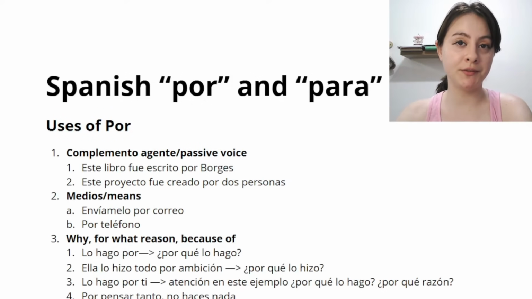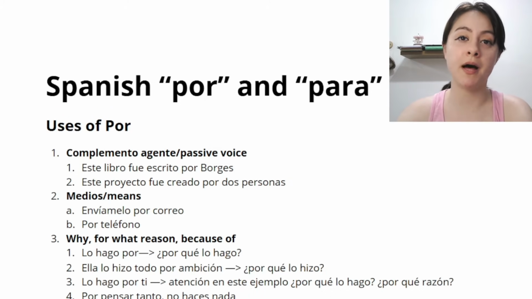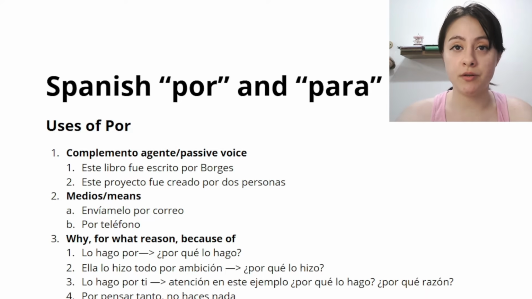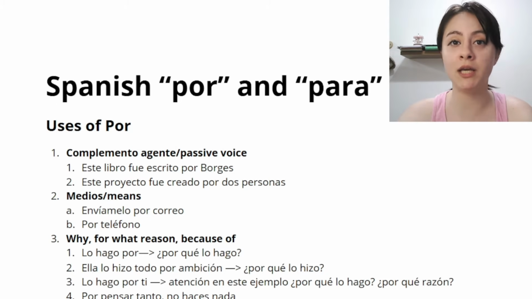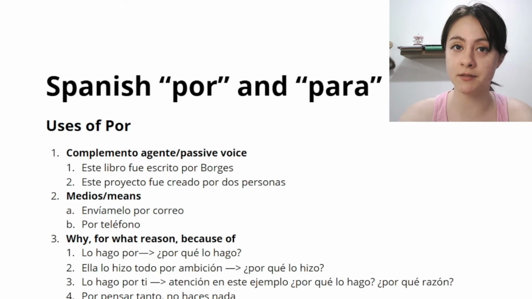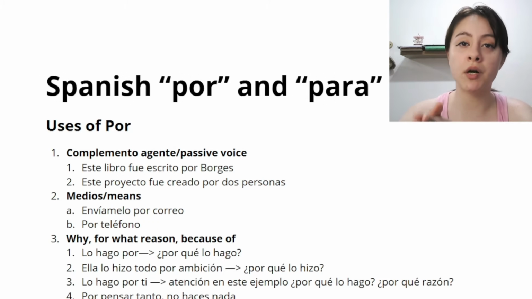Hello, everyone. Today I'm going to talk about two Spanish prepositions that are very confusing for learners, por and para. My idea is to show you the different cases in which you use each of these prepositions, and at the end, I will show you a comparison so that hopefully you will confuse them less often. Okay, so let's start with the preposition por.